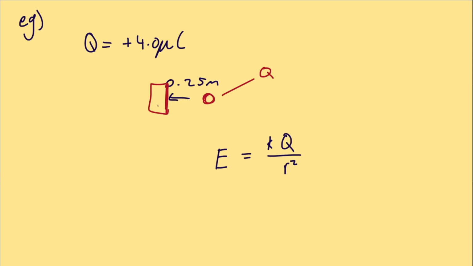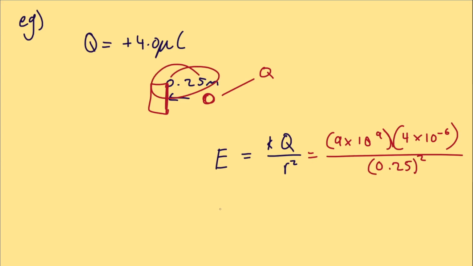So let's plug in our values. k is a constant, which if you don't like to remember, is also in the cheat sheet: 9 times 10 to the power of 9. Our charge value is 4 microcoulombs, which means 4 times 10 to the power of negative 6 coulombs. Radius squared is 0.25 squared. The answer for this is 5.76 times 10 to the power of 5 newtons per coulomb.